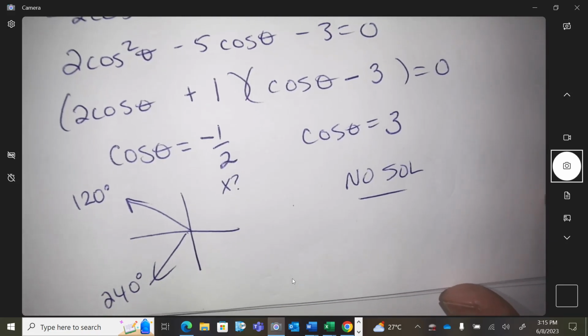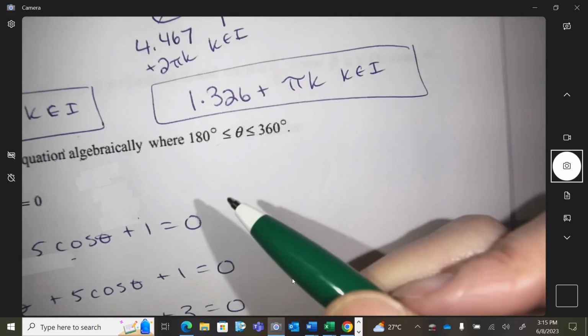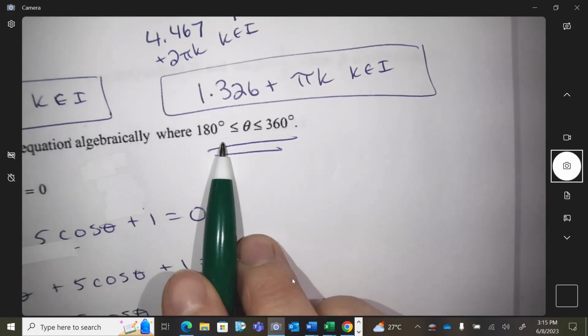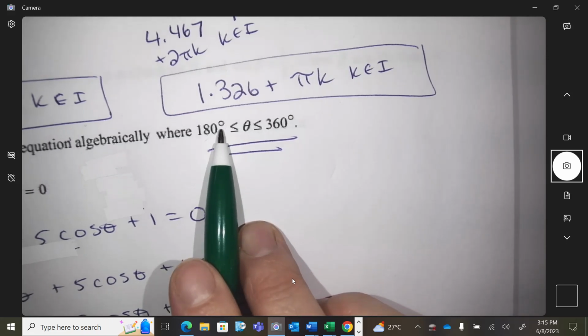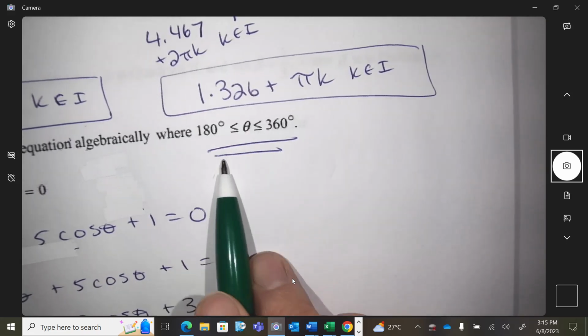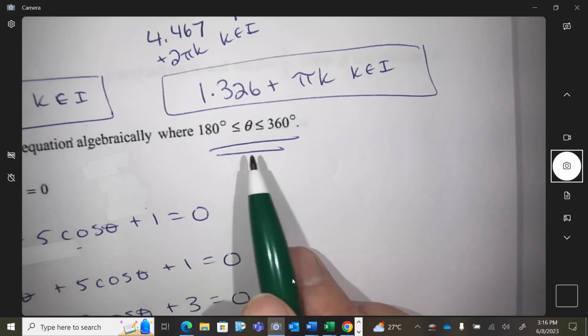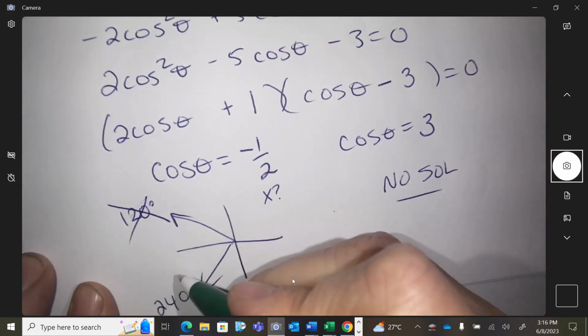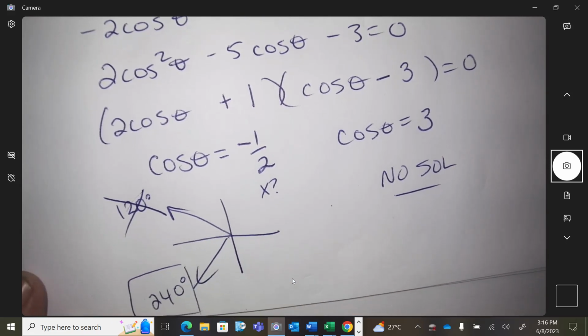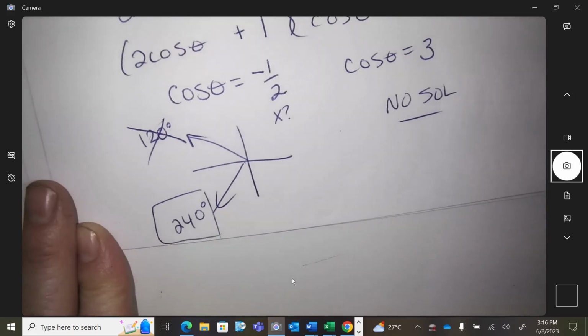But we better go back here. In my solution, my angle has to be in this domain. We have to fit this domain, so what do you know? You can't have 120 degrees as a solution anyway.